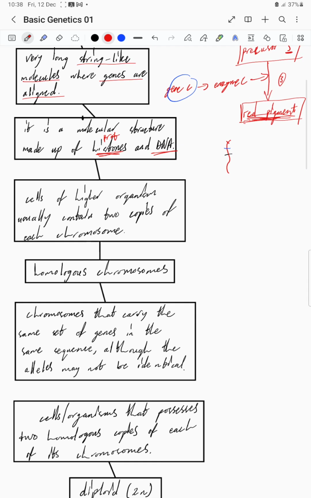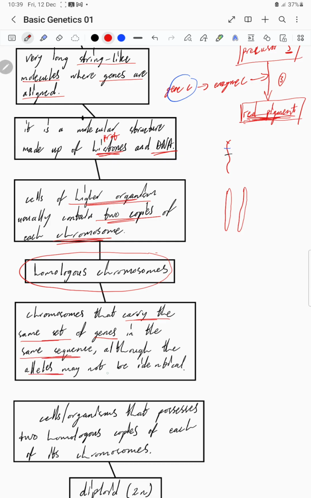So we'll go on further. We see that cells of higher organisms usually contain two copies of chromosomes. Let's say this is our chromosome. And these chromosomes are called homologous chromosomes. This is because the chromosomes carry the same set of genes in the same sequence, although the alleles may not be identical. So let's say they have an allele here, an allele here, in the same sequences, and then an allele here, an allele here.